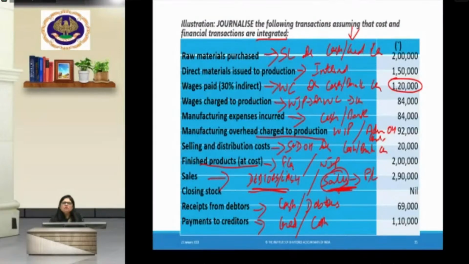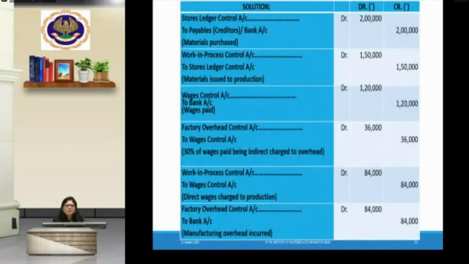Clear? So we are integrating both the systems and we have to continue maintaining the control accounts. So all those 9 control accounts, I said 9 because we don't open cost ledger control account. Clear? In non-integrated, we have to open 10 accounts. In integrated, generally we open 9 accounts. Cost ledger control account or general ledger account, we don't make. Clear? I'm just showing you.